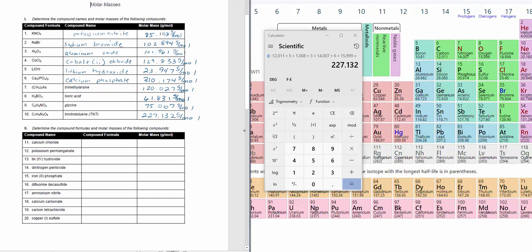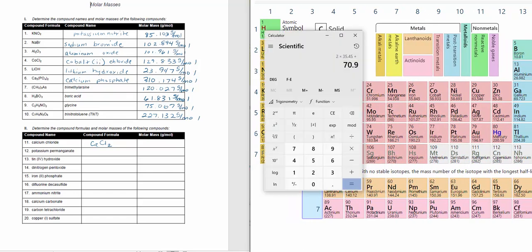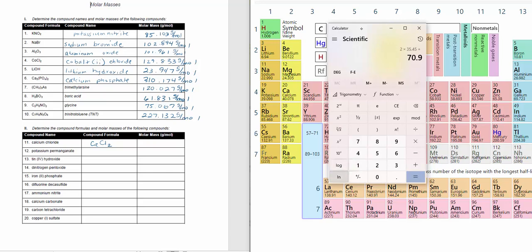Now let's determine the compound formula and then the molar mass from these compounds. So calcium chloride. Calcium makes a +2 ion. Chlorine makes a -1. So the chemical formula is CaCl2. So we need 2 Cl. Cl is 35.45. And we're going to add that to 1 calcium. Calcium is over here in row 4, column 2. And it is 40.078 for a total molar mass of 110.978 grams per mole.